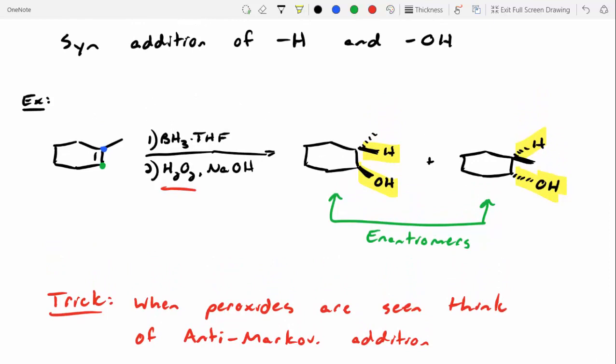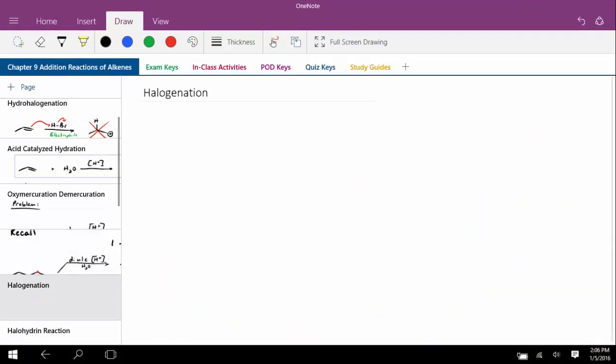When peroxides are seen, think of anti-Markovnikov addition. So if you see H2O2 or ROOR, you should always think of anti-Markovnikov. All right, so let's go to halogenation.